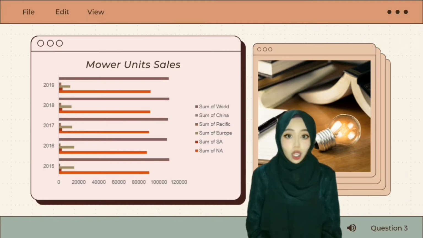The bar chart shows the mower unit sales from year 2015 to 2019 by its region. Majority of the mower sales were accounted by North America market, which accumulated the total of $452,540 for the 5-year duration.